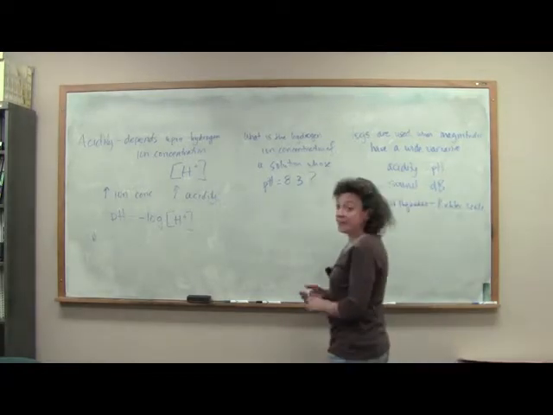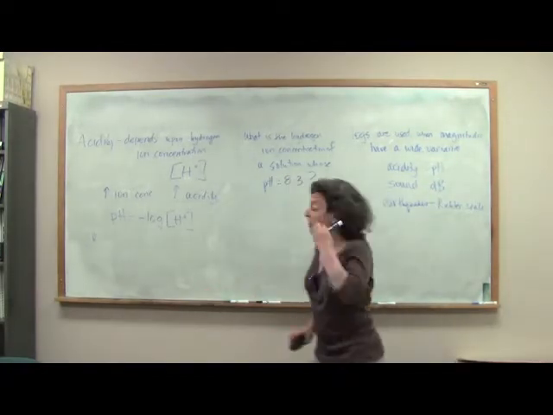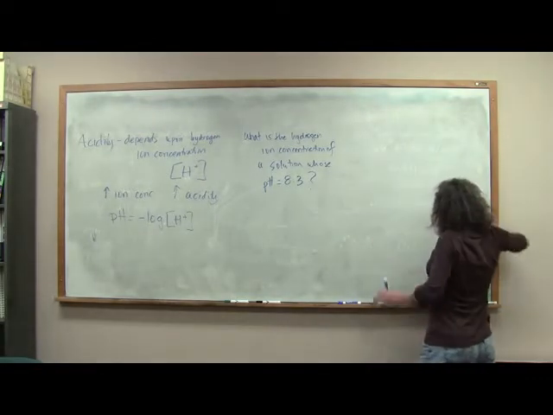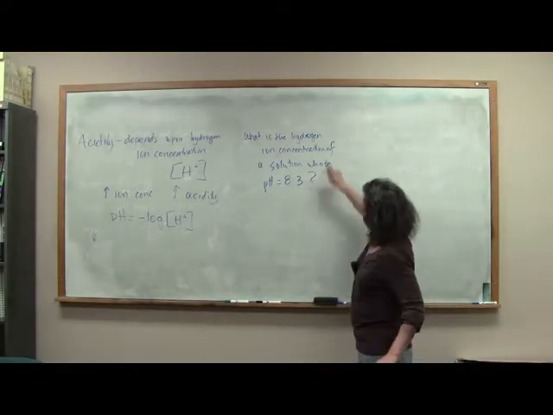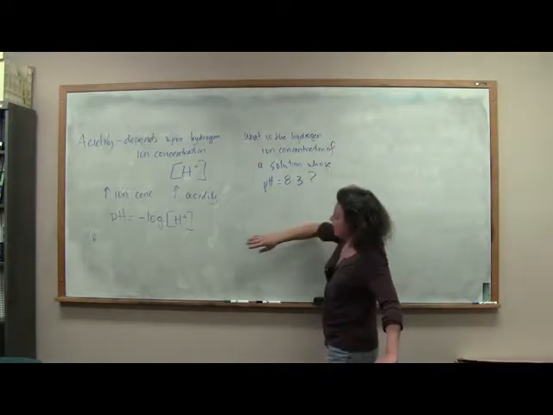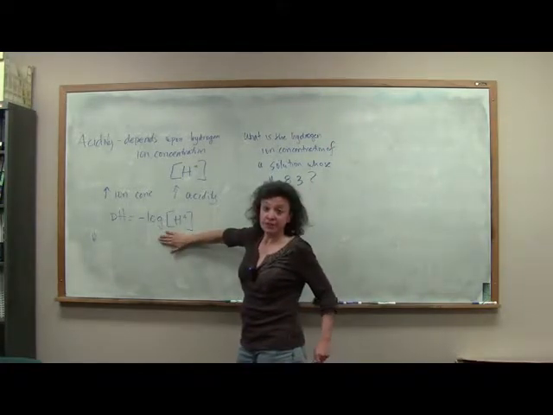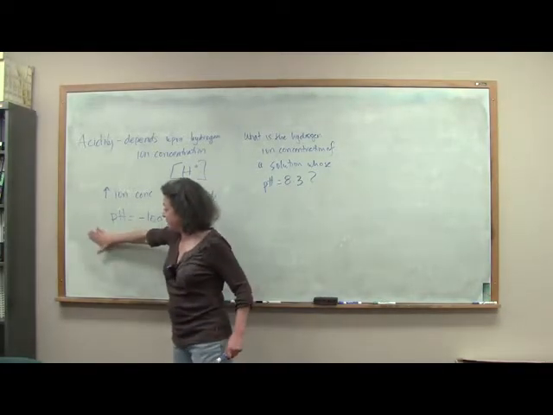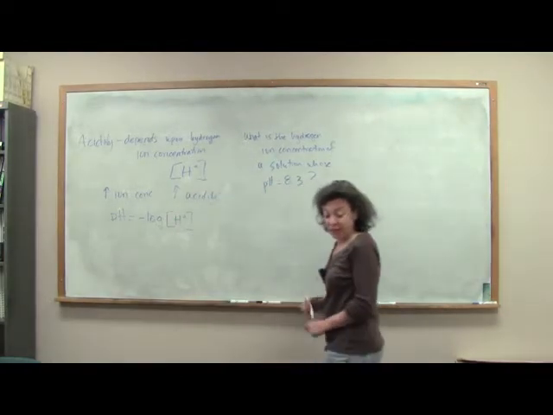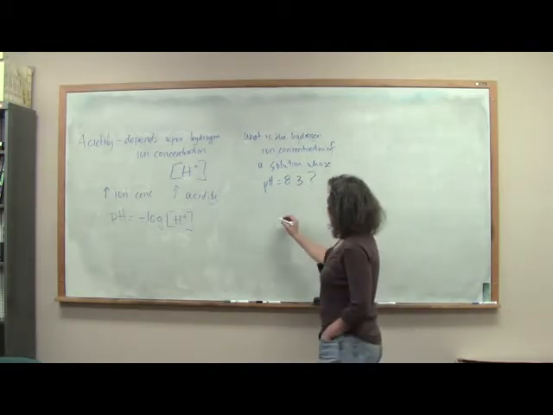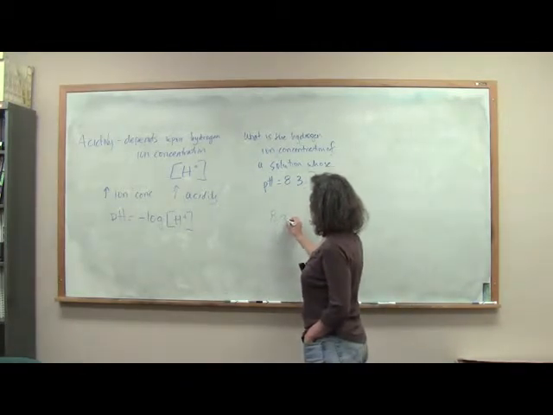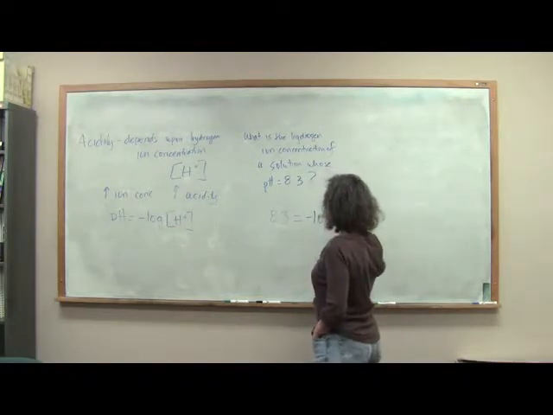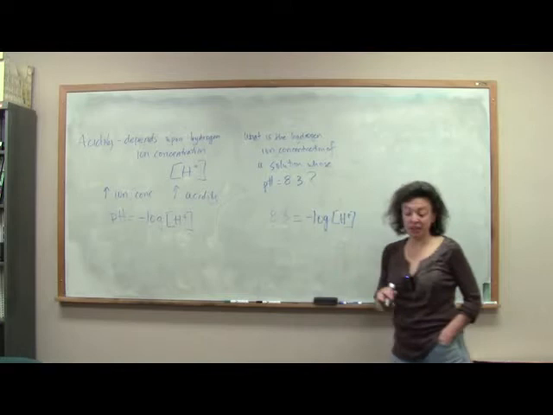All right. Literally, this is a plug and chug into the formula. Notice we're being asked, what is the hydrogen ion concentration? We're looking for this. If we're looking for this, we better be given information about the pH, and in fact we are. We're given that the pH is 8.3, and that's negative log of our hydrogen ion concentration.